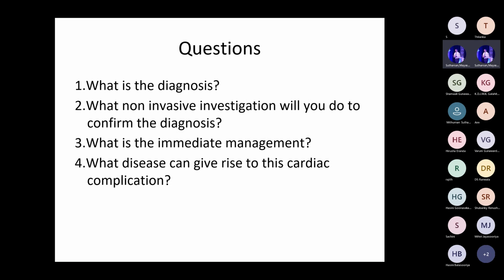So what disease can give rise to this feature? Poor socioeconomic condition, fever, failure to thrive. What is the condition which can give rise to pericardial effusion in this child? Poor socioeconomic status, failure to thrive, all the features are there. What's this? Yeah, tuberculosis.